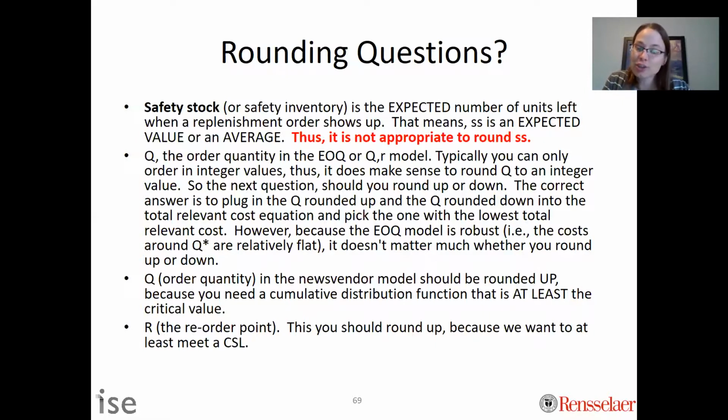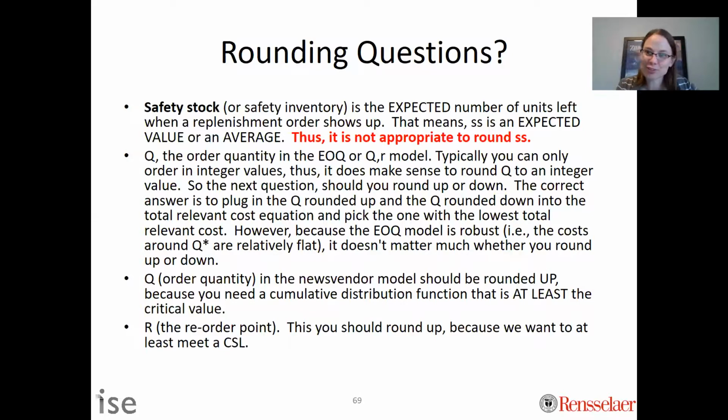In terms of the other things, like Q in the EOQ model or the QR model, that's how many units I should order. And typically you can only order in integer values, so then it does make sense to round. And you could ask, should I round up or should I round down? For the QR model, remember you set Q using the EOQ model. To make sure you have the minimum, you should try both the rounded up and the rounded down Q and take the one that has the lowest total relevant cost. So similar to what you do with the quantity discount, you have multiple different total relevant costs and you take the one that's minimum. That's what you should do to make sure you truly have the smallest total relevant cost when setting Q star as an integer value.